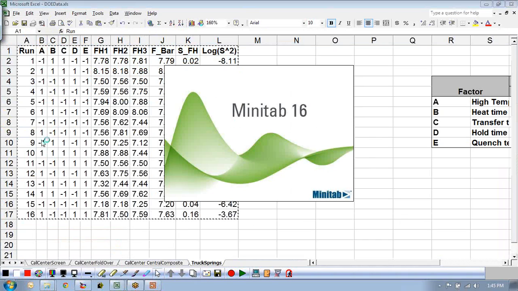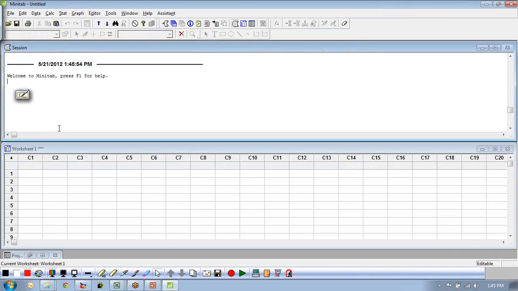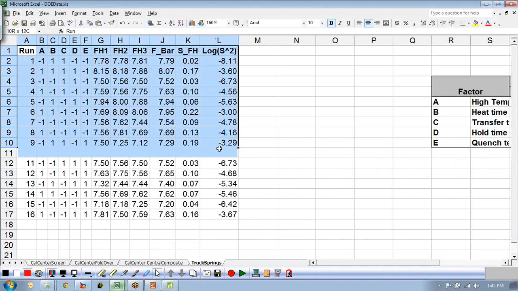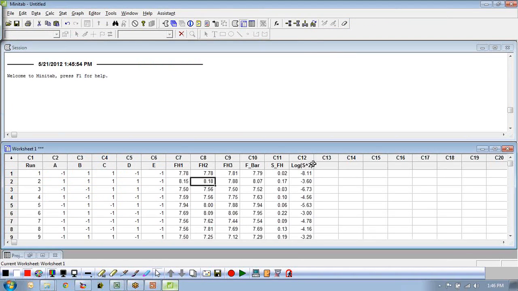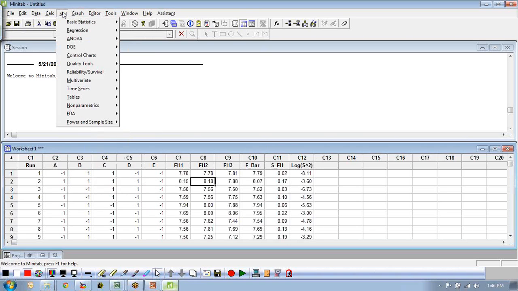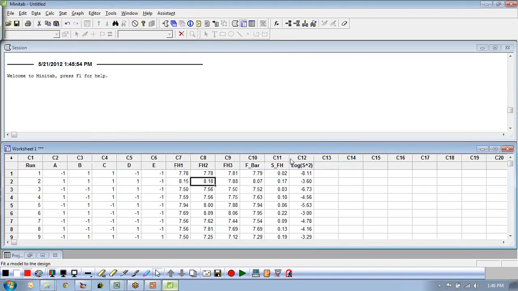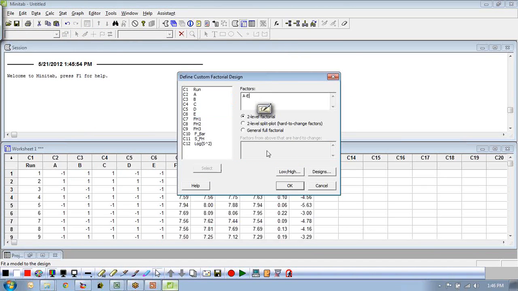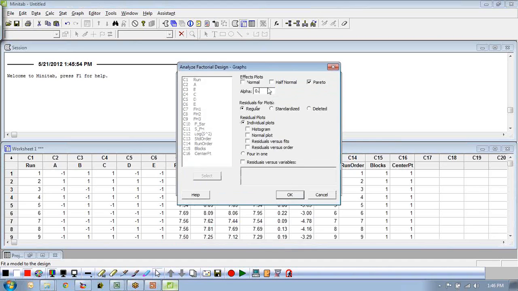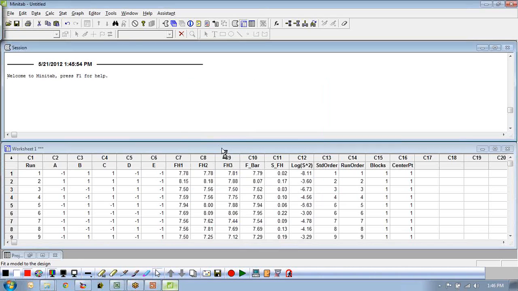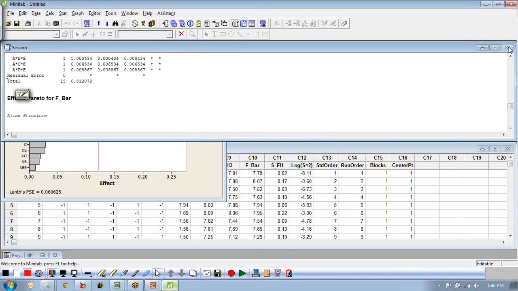Minitab session window is such that it logs everything in there, and it sometimes makes it difficult to really see things. So I often like to clean it out. Okay. Factors are A through E. Maybe I accidentally selected an extra factor or something. There's my response. And let me just look at that graph. Here we go. So this time I really should get it. There's my graph.